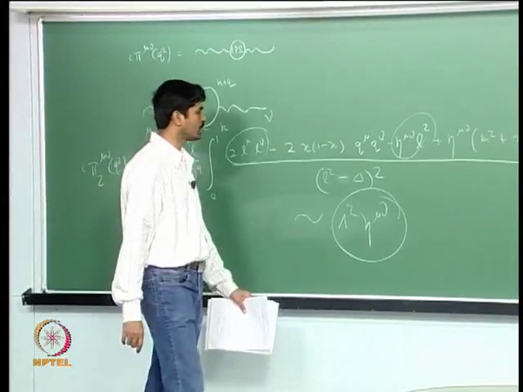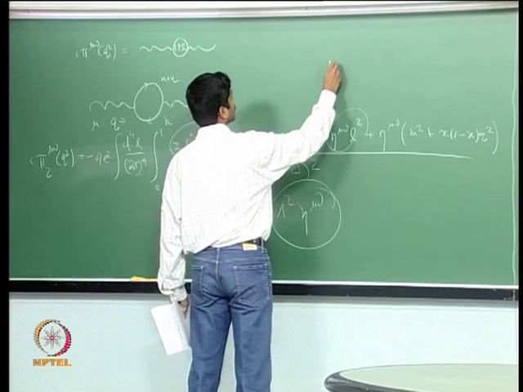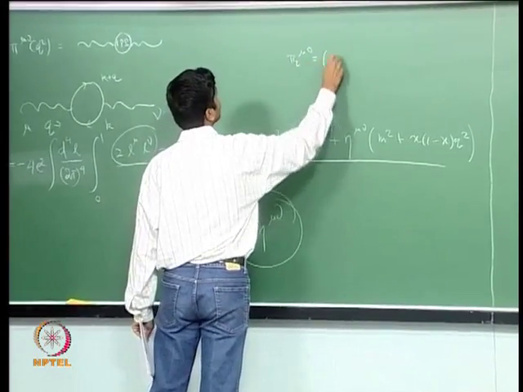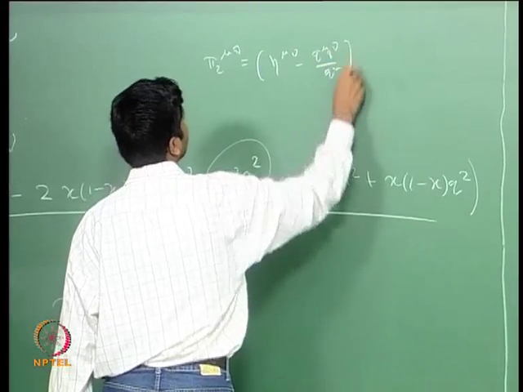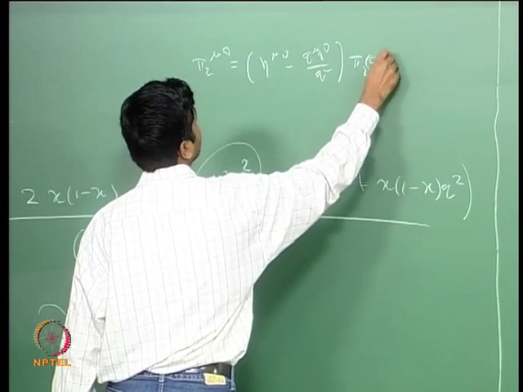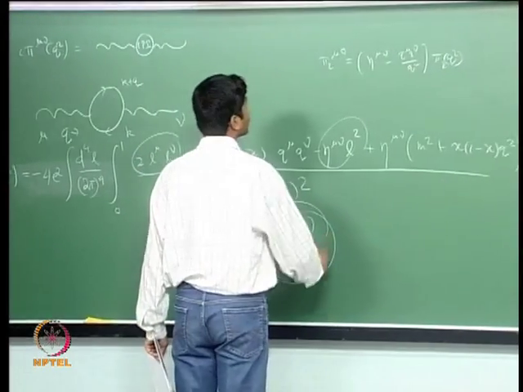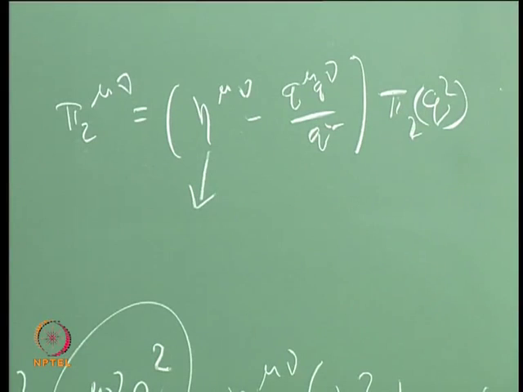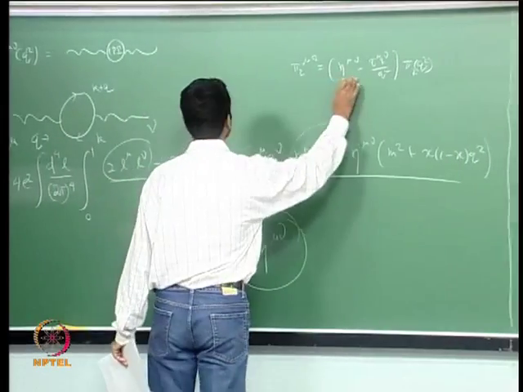Remember, when we discussed the Ward identity, we saw that the expression for Pi 2 mu nu must be such that it is proportional to eta mu nu minus q mu q nu divided by q square, times some Pi 2 of q square. That is what we were expecting to get, but in this regularization process we do not get the second term. All that we get is eta mu nu times some quantity which is quadratically divergent. So, the Ward identity is lost in this process.